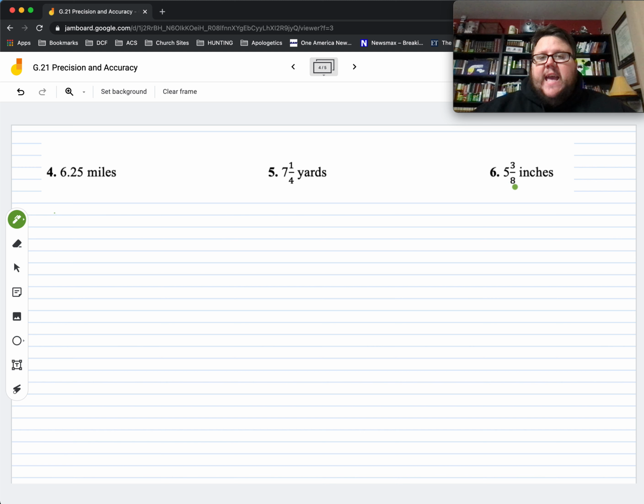5 3/8. So this one's going to be a tiny bit tricky, because you might say, oh, we're rounding to the nearest 3/8, but that's not the case. We're actually rounding to the nearest 1/8 of an inch. So if I did 1/8 of an inch times 1/2, I get 1/16 of an inch, because 8 times 2 on the bottom is 16. So 1/16 of an inch.